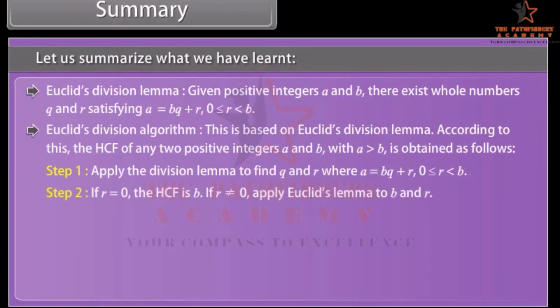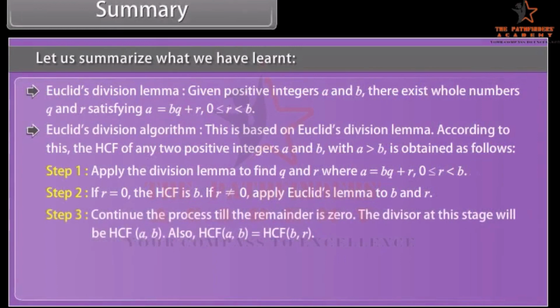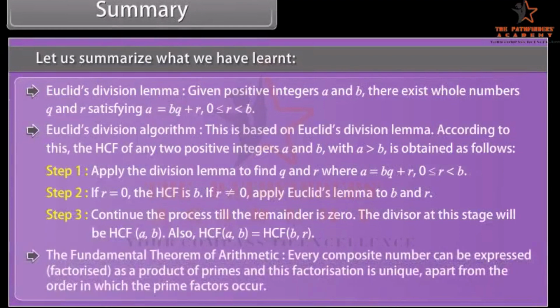2. If r is equal to 0, the HCF is b. If r is not equal to 0, apply Euclid's lemma to b and r. 3. Continue the process till the remainder is 0. The divisor at this stage will be HCF(a, b). Also, HCF(a, b) is equal to HCF(b, r). The Fundamental Theorem of Arithmetic: every composite number can be factorized as a product of primes, and this factorization is unique, apart from the order in which the prime factors occur.